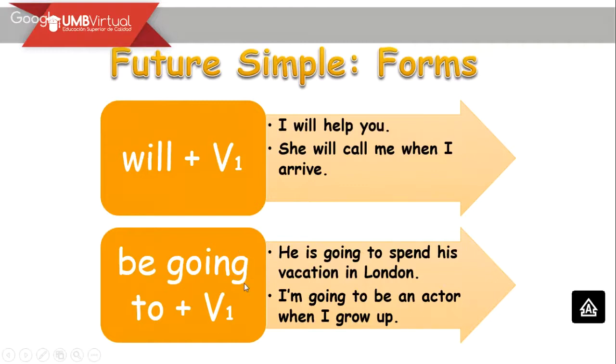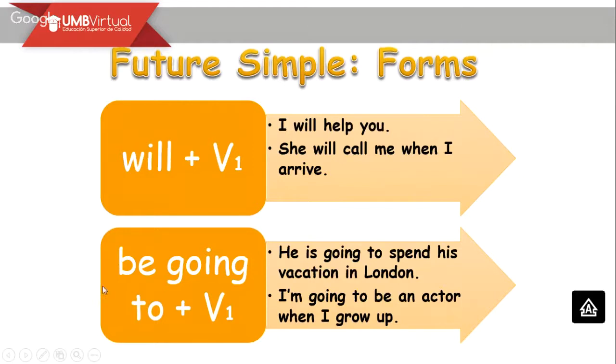In be going to, we have to be very careful because we not only need the noun, but also after it, we're going to use the verb to be and later on the verb followed by ing and the complement. So, he's going to spend his vacation in London, right? According to this one, we have... Entonces, vamos a ver aquí. Él va a gastar sus vacaciones, o él va a estar en Londres.